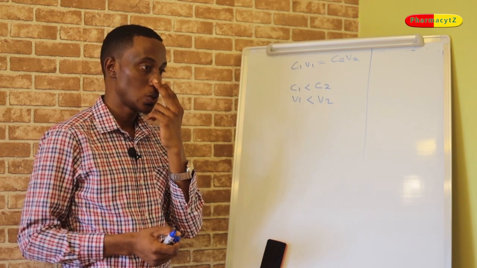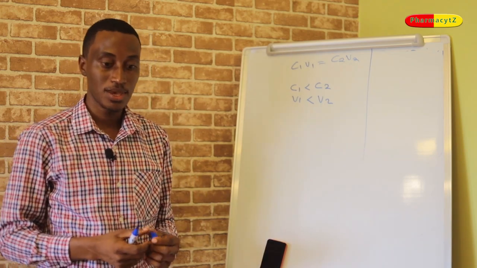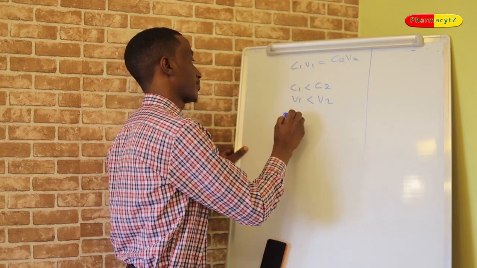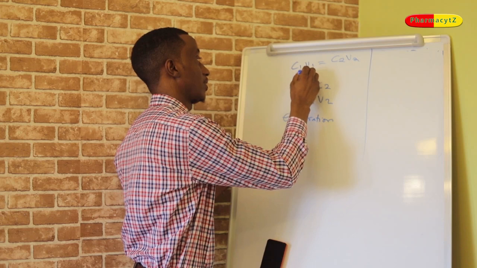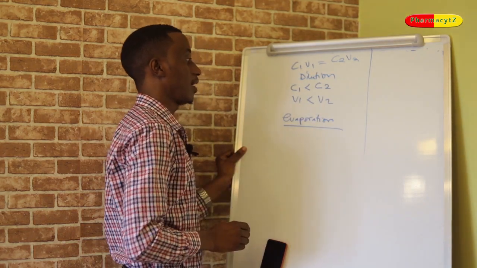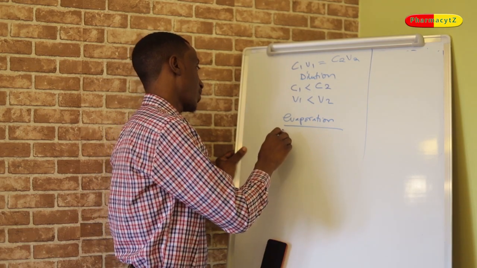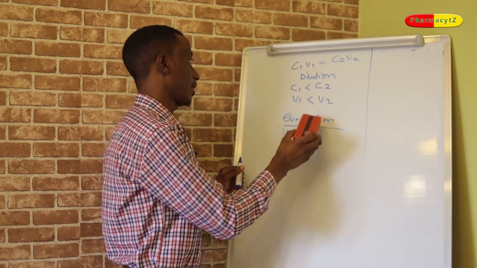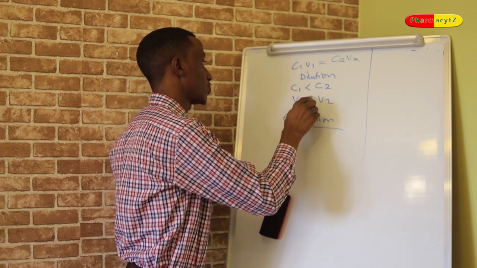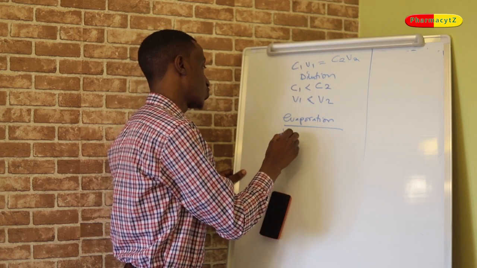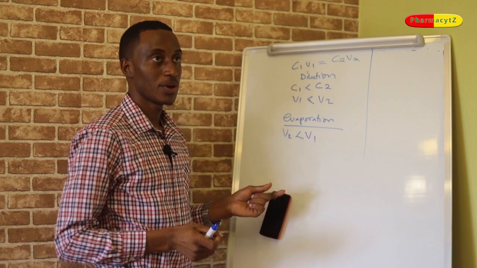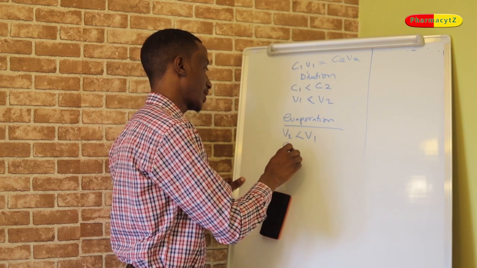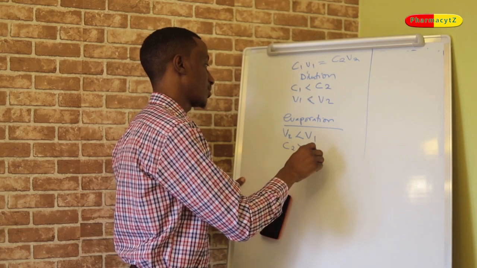This is when we are dealing with dilution. But when you are evaporating a substance, maybe you evaporate a certain fluid or a certain solution, something different will happen. During evaporation, the volume will decrease. So volume 2 is less than volume 1 because we have evaporated the diluent. But the concentration will increase. Concentration 2 will be greater than concentration 1.